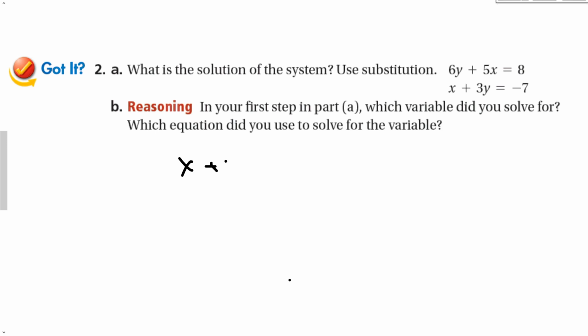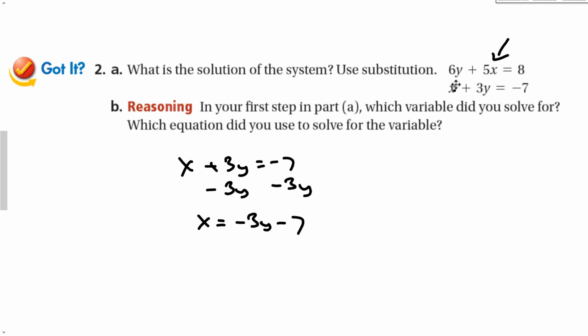The x is by itself, get x equal to something. Okay, so we have x plus 3y is equal to negative 7. Subtract the 3y from both sides, and we get that x is equal to negative 3y minus 7. Then replace the x in the other equation. That's very important. Don't replace this x with 3y minus 7. Okay, replace the x in the other equation. So it becomes 6y plus 5 times negative 3y minus 7 is equal to 8. And now I have an equation with only y's. That was the point. Okay?